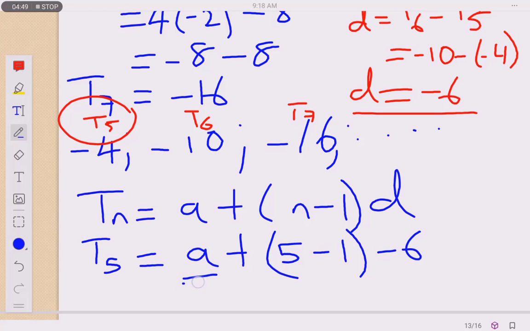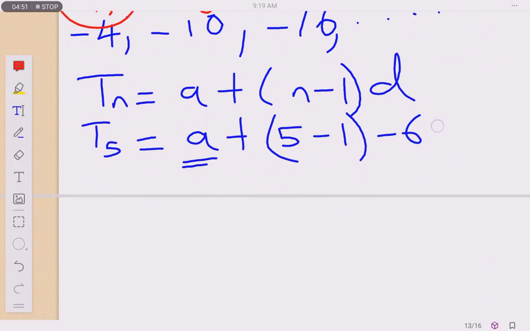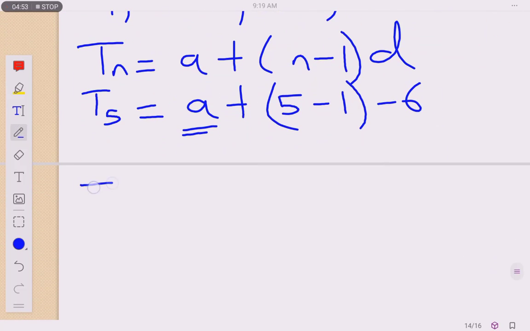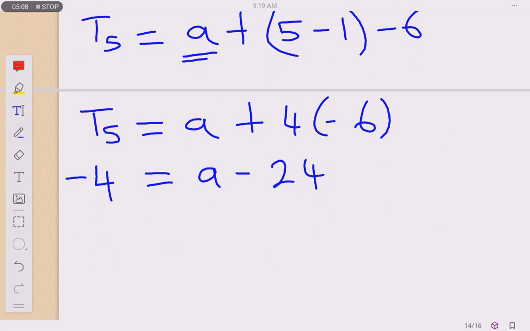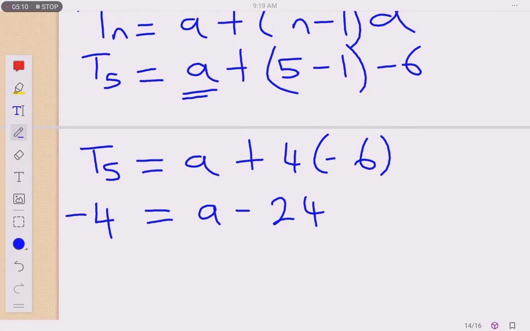We don't know A there. That's what we want to find. So let's simplify. T5 is now equal to A plus 4 by minus 6. What do we get? We'll get minus 4, that's our fifth term, is equal to A minus 24. At the end of the day, I'll get my A as 20. So that's the first term. This is my T1.